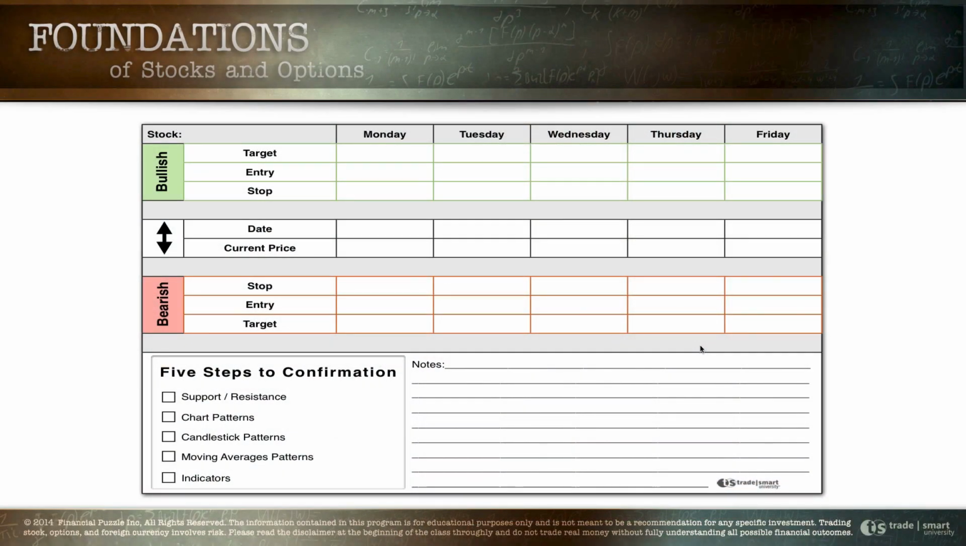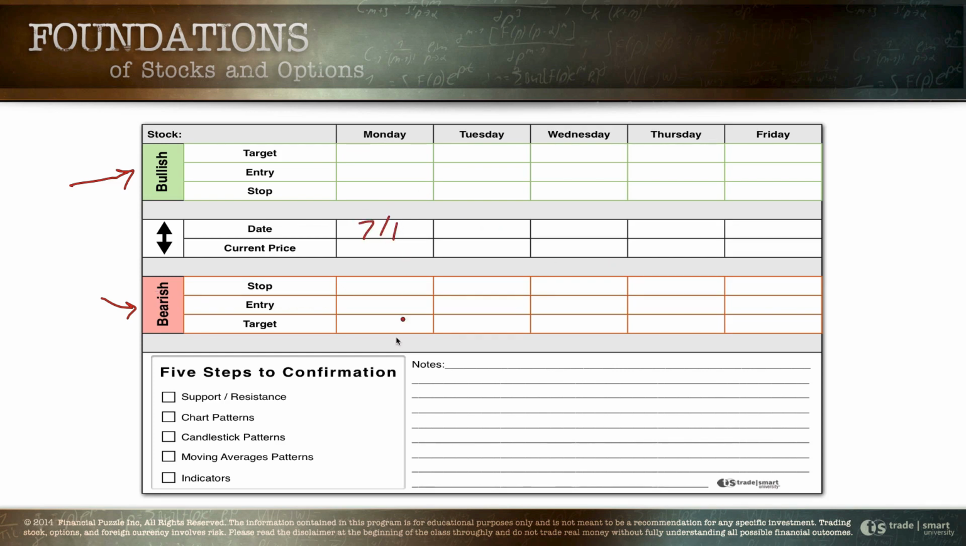Another variation that I like, and this is one that we created a couple years ago, a lot of our students like it, and I've enjoyed working with it, is this particular one that you see on the screen. Let me show you what I like about this one. The first thing I like is you've got a place for both a bullish and a bearish trade. So I like that component because you can have a bracket type of trade set up in here. The next thing is you see right in the middle you've got your date.